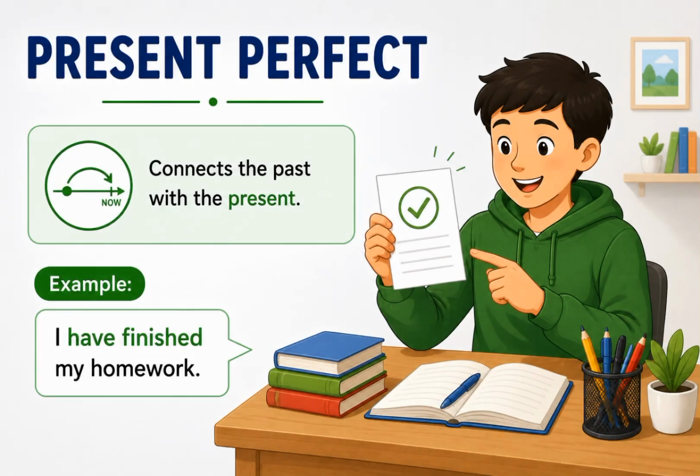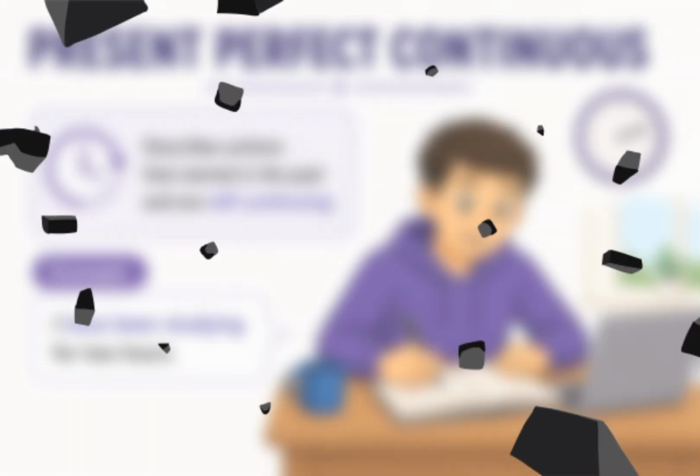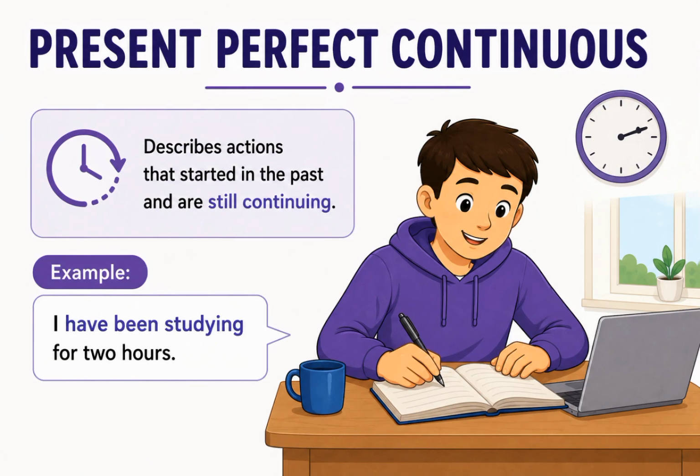The present perfect connects the past with the present. For example, I have finished my homework. Finally, the present perfect continuous shows an action that started in the past and is still continuing. For example, I have been studying for 2 hours.